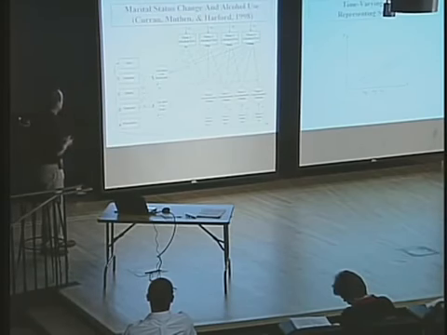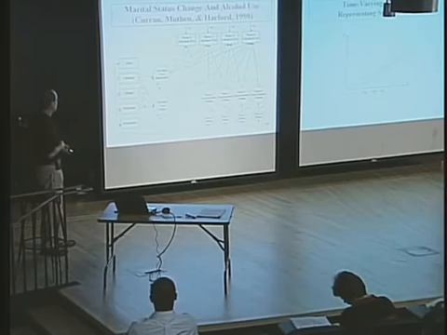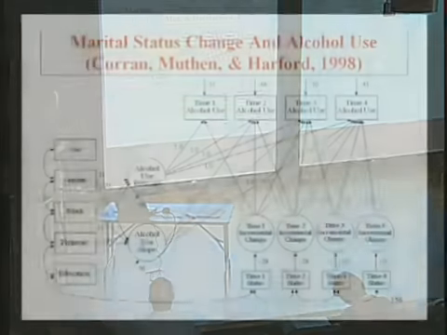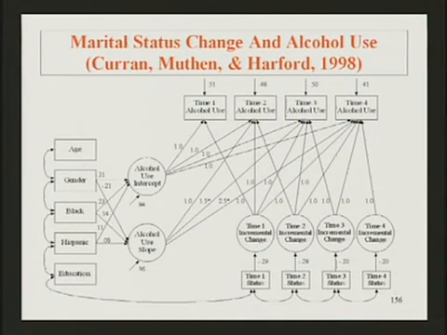Curran, Muthen, and Harford, we worked with NLSY data, I believe it was. So you have alcohol use as dependent variable, and you have the intercept and slope over here, and a whole group of time-invariant covariates. But then you have a time-varying covariate here, which is a status change. In this case, it had to do with marital status. So people who get married tend to lower their alcohol use on average.